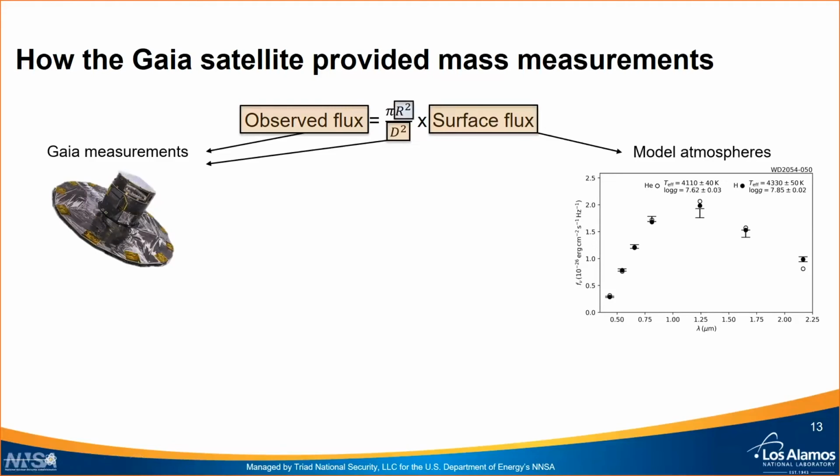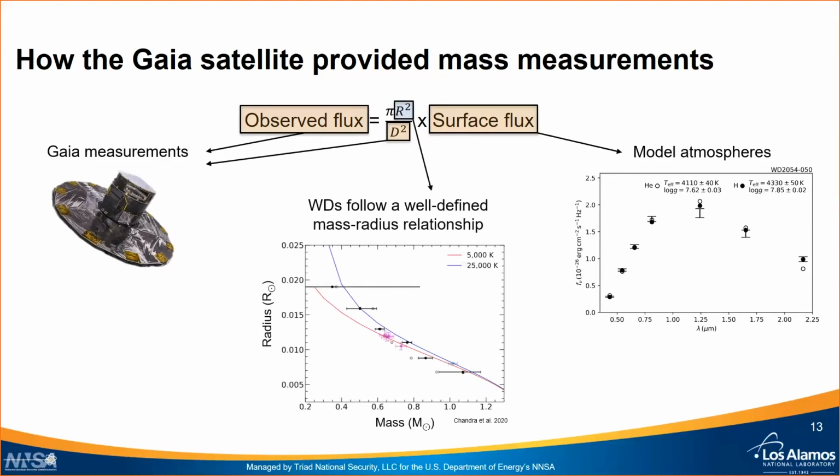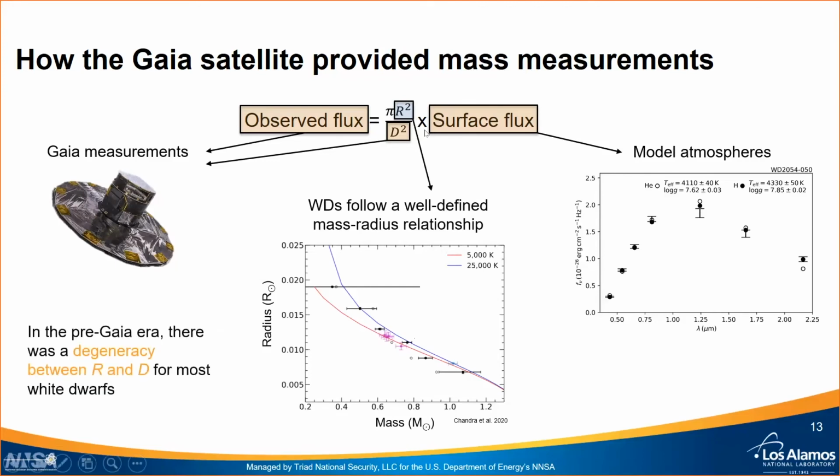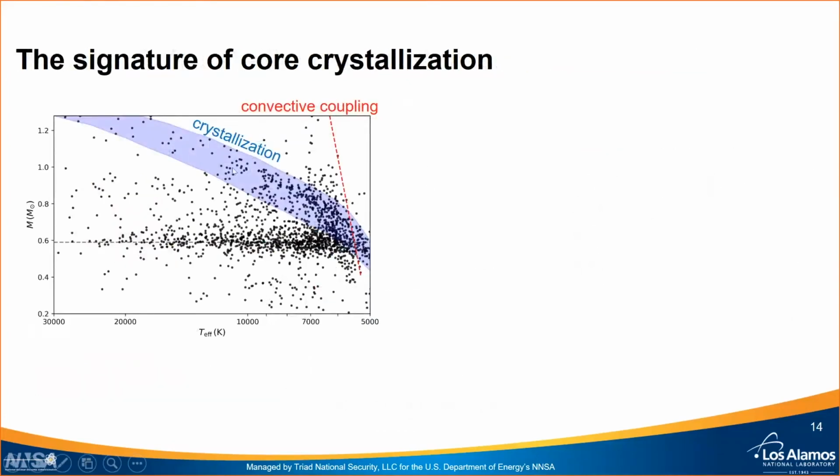So from that, we can get the radius of the white dwarf, and then white dwarfs obey a very well-determined mass-radius relationship. So from this radius, we can extract the mass of the white dwarf. So that's how Gaia really changed the face of the white dwarf field by providing all those masses. So in the pre-Gaia era, the problem was that we nearly always had a degeneracy between the radius and the distance of white dwarfs, which is why we were not able to detect this crystallization sequence.